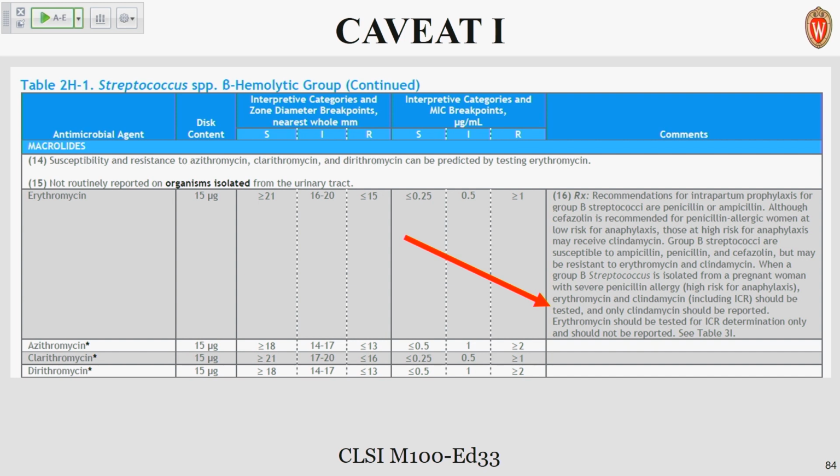Why are we doing the erythro? A D-test, right? Remember CLSI says you do a D-test on staph, beta hemolytic streps, and strep pneumos, right? So you're only putting erythromycin in there for the purpose of checking for inducible clindamycin resistance. We do not report erythro because those resistance rates are even worse than our clindamycin resistance rates for Group B.